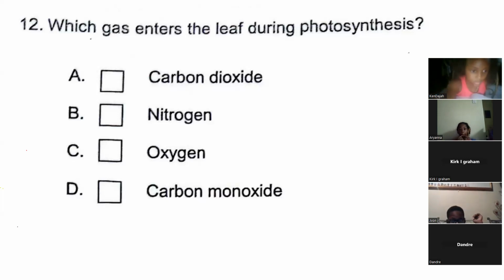Go ahead, Javon. What are you going to say? I was going to say carbon dioxide because I have the answer already. What do you think, Kendeja? The same thing, A. Carbon dioxide. Very good. So the gas that enters the leaf during photosynthesis is carbon dioxide. And carbon dioxide is needed for photosynthesis to happen.